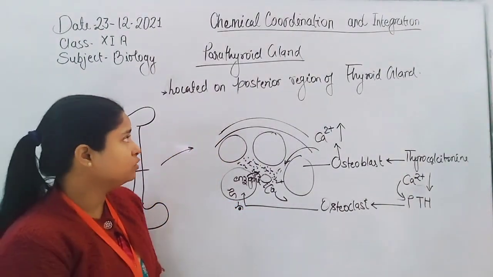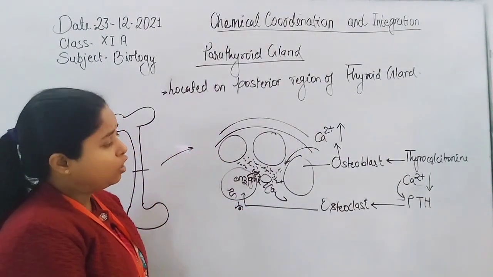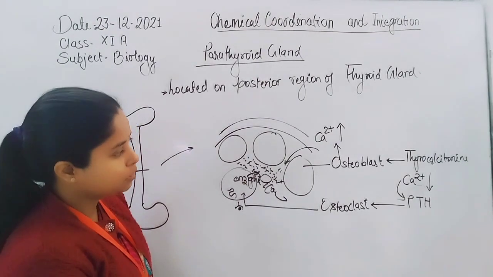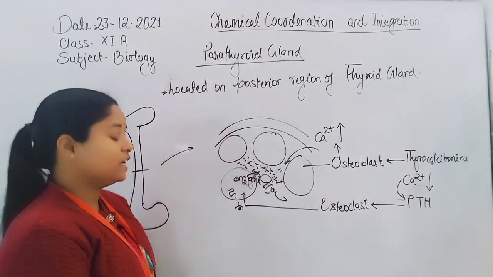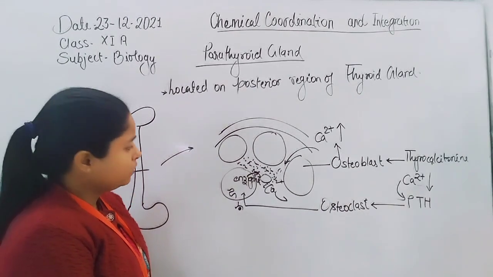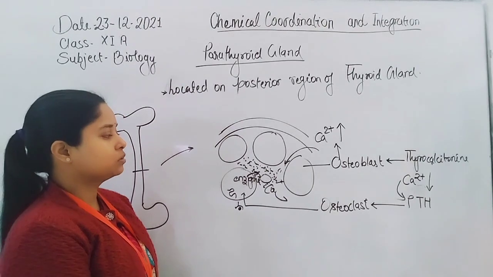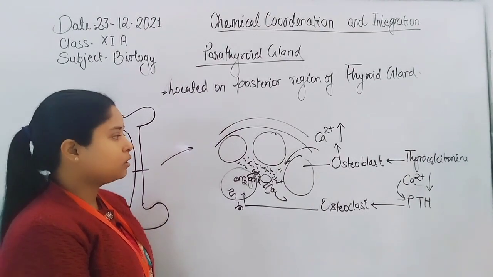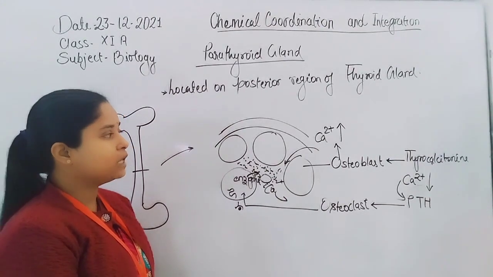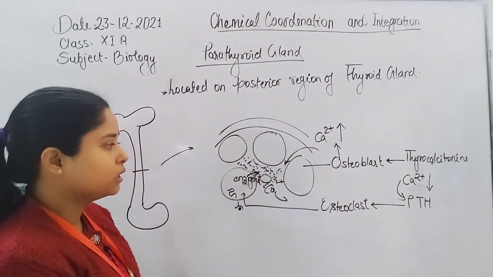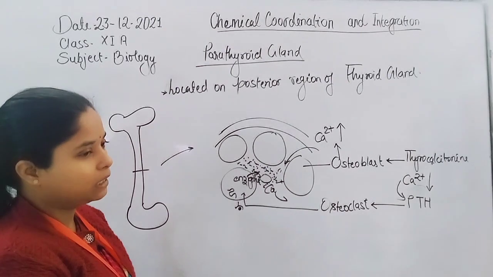So here is overall about the parathyroid gland, how it works with the help of thyrocalcitonin in calcium ion homeostasis, acting on the intestine and the bones and bone matrix for maintaining the calcium level in our body. If the calcium level decreases, it can be maintained by our diet.